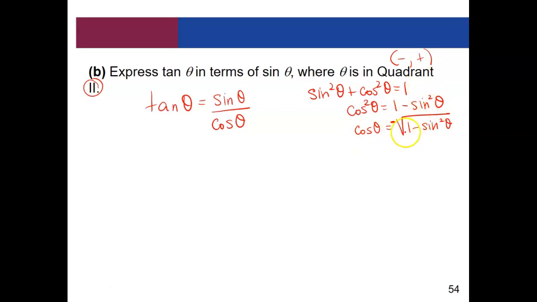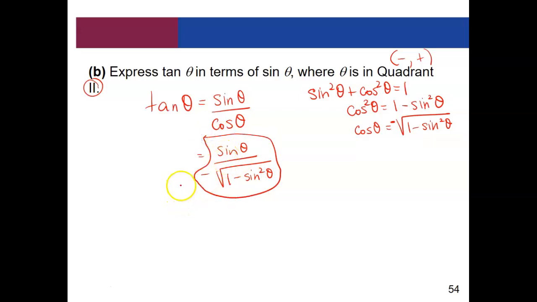Okay, so I'm going to take this expression. So here I know that cosine can be rewritten in terms of sine. I'm going to take this and I'm going to substitute it in here. Okay, so this is now tangent written in terms of sine.